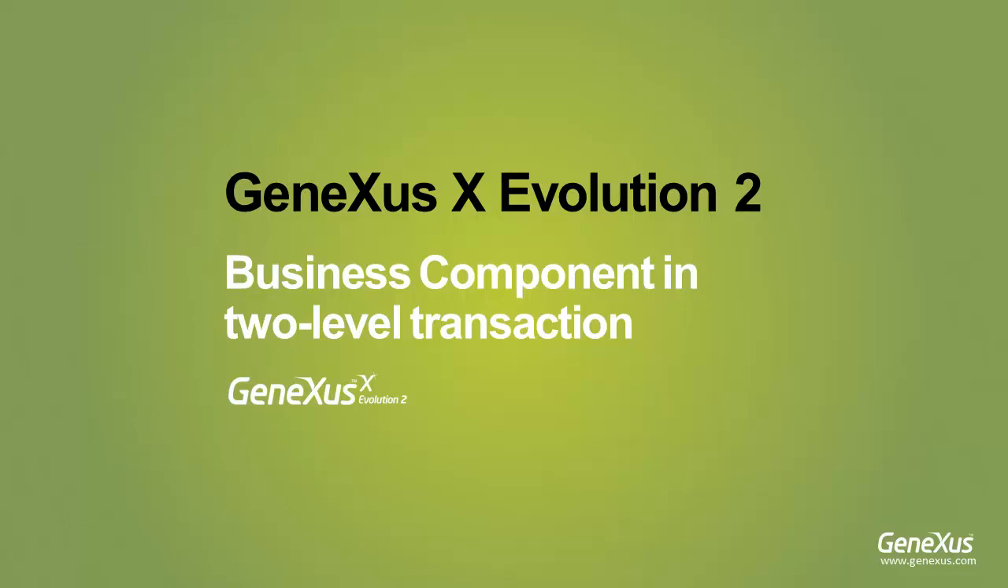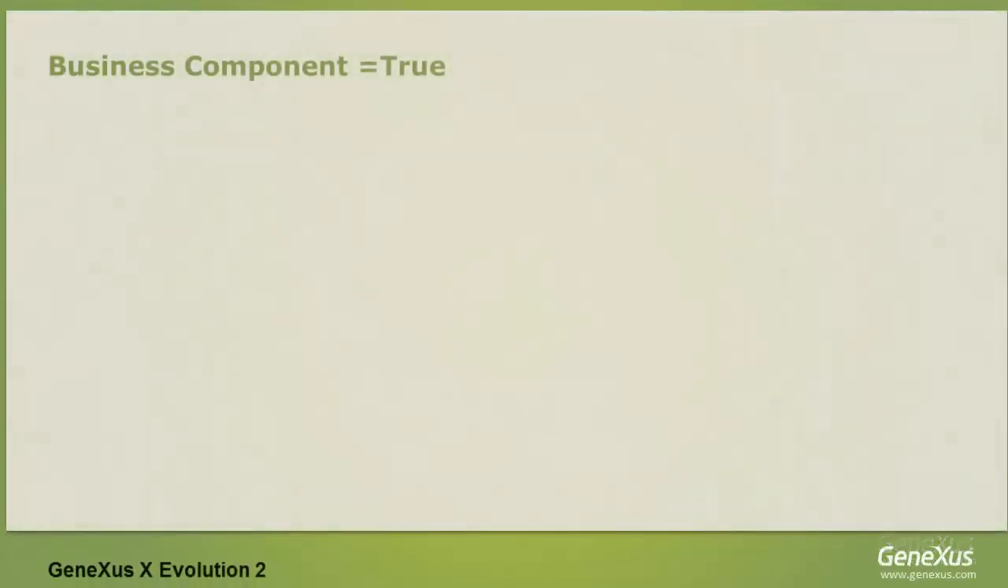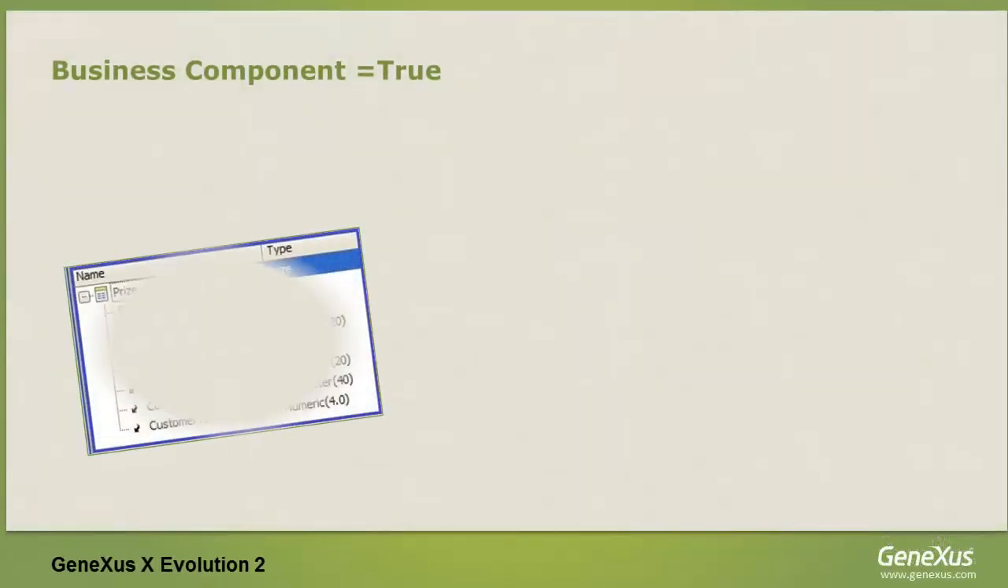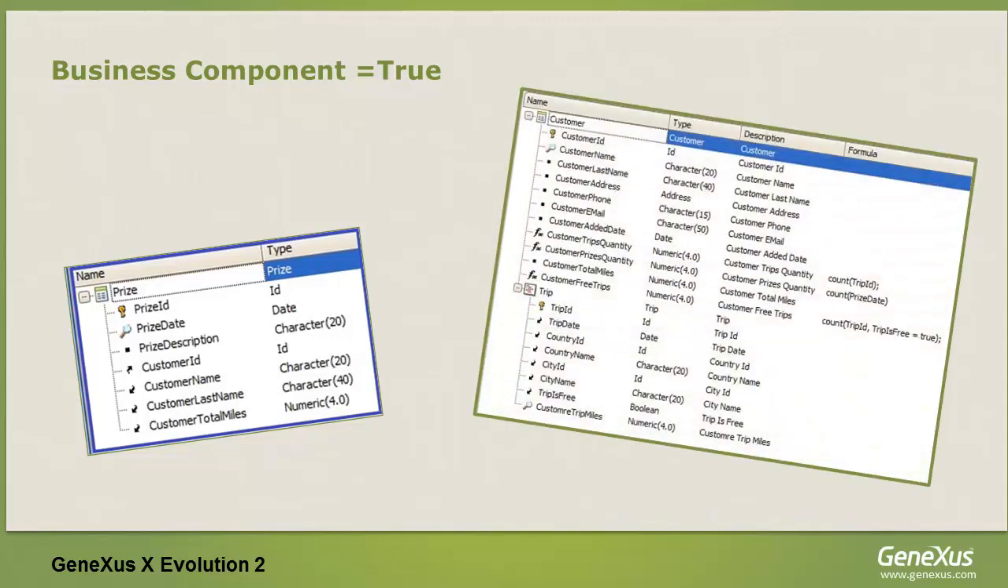We've already seen the general idea of what a business component is and how it applies to a single level transaction. We will now see what happens in the case of a two-level transaction declared as business component. We can study this new situation by implementing a new functionality in our application.